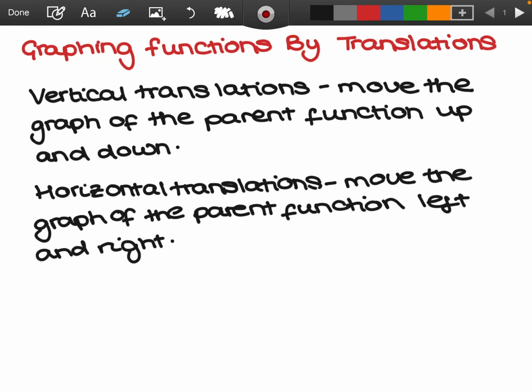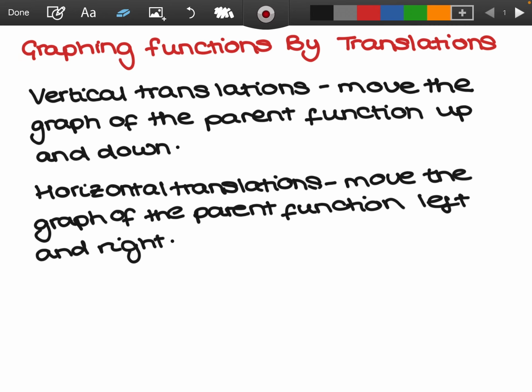In today's video, we're going to look at graphing functions by translation. Before, in a previous section, we looked at different graphs of functions that were known as the basic functions, the ones where you should really know what the graphs look like. What we're going to look at now is translating those basic functions. If we do certain things to those functions, what do the graphs look like now?